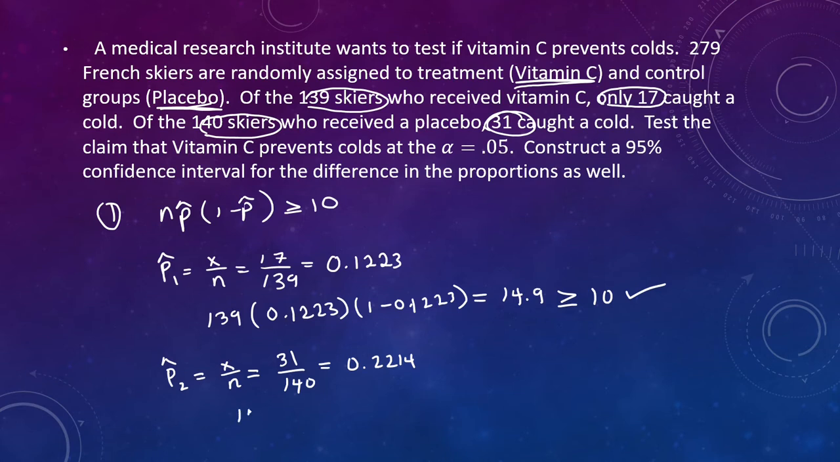And then we'll check the formula. Let's plug in 140 times 0.2214 times the quantity 1 minus 0.2214. And this gives us 24.1, and that's clearly greater than or equal to 10. So the first condition is met for both of the samples.